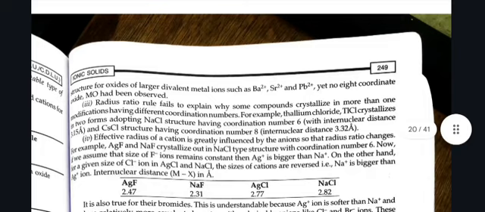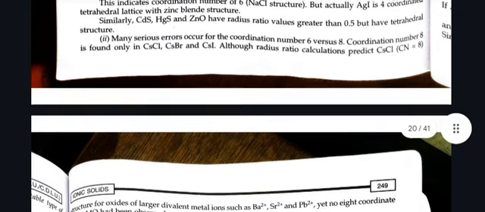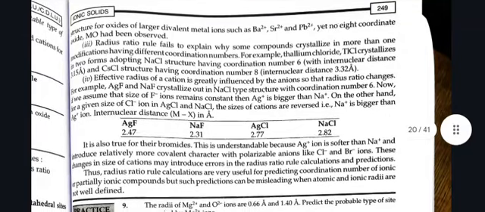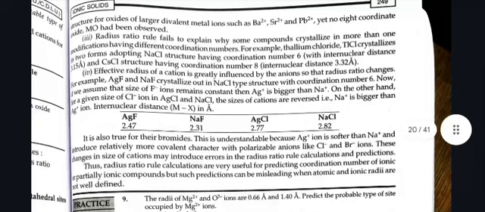Although radius ratio calculation predicts coordination number 8 structure for oxides of larger divalent metal ions such as Ba2+, Sr2+ and Pb2+, yet no 8-coordinated oxide MO has been observed. The radius ratio rule fails to explain why some compounds crystallize in more than one modification having different coordination numbers. For example, thallium chloride crystallizes in 2 forms, adopting NaCl structure having coordination number 6 and CsCl structure having coordination number 8. The effective radius of a cation is greatly influenced by the anion, so that the radius ratio changes.